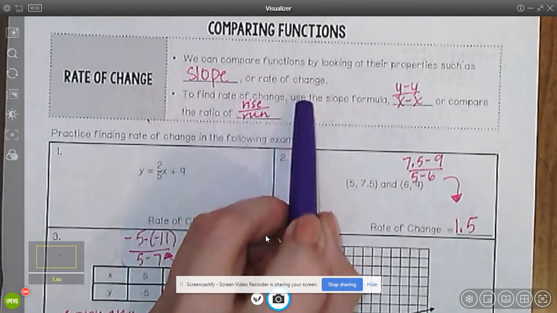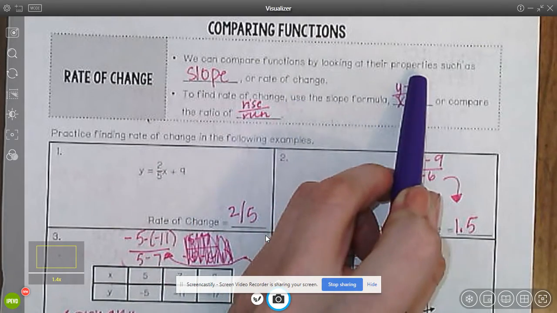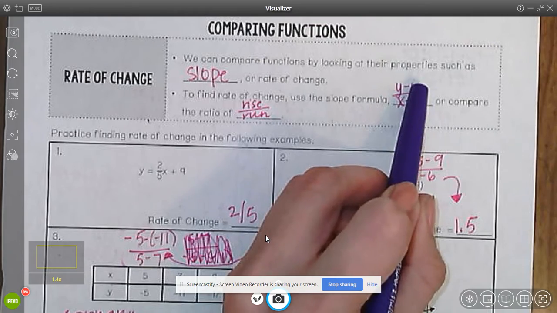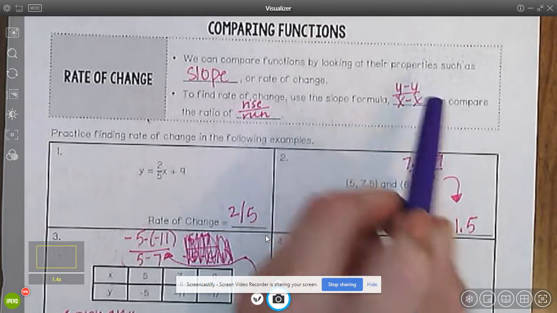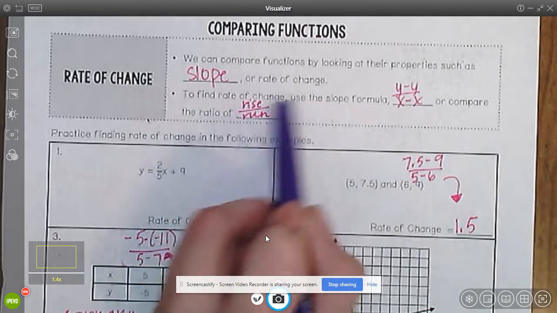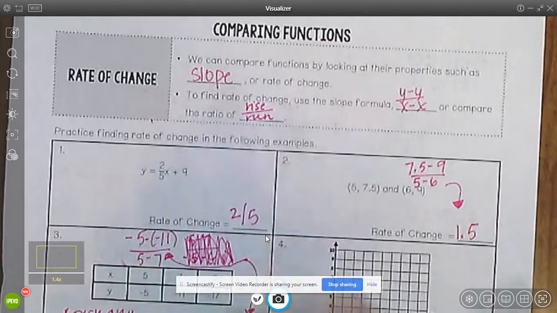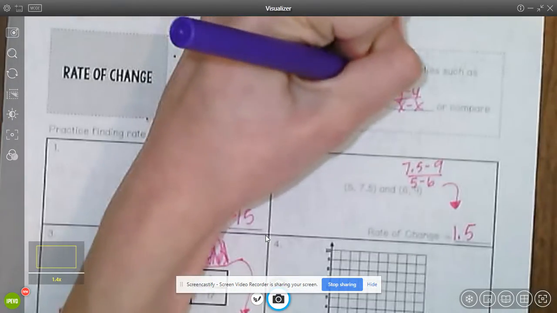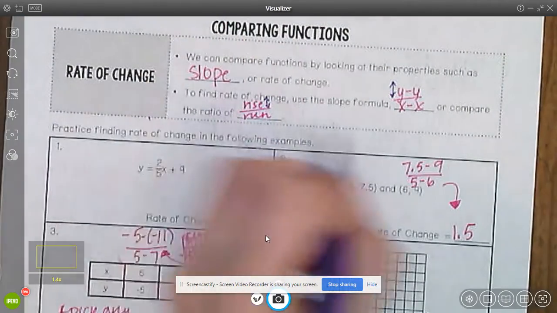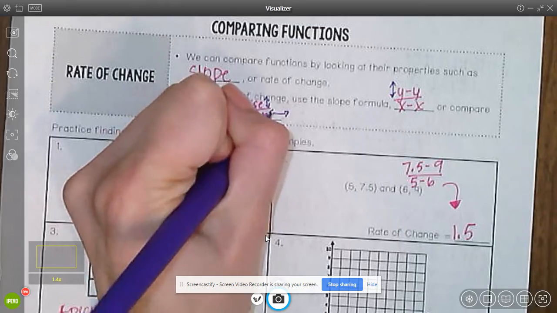To find the rate of change, you use the formula y minus y over x minus x. We also talked about doing y2 minus y1 over x2 minus x1. Or compare the ratio of rise and run if it's on a graph, right? Because rise is your up and down y change. I'm going to add some arrows. Up and down change. And run is your left and right x change.